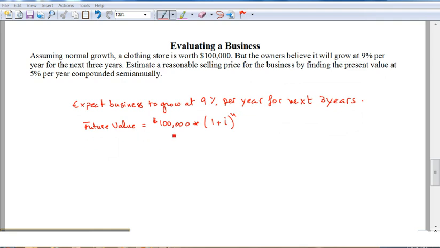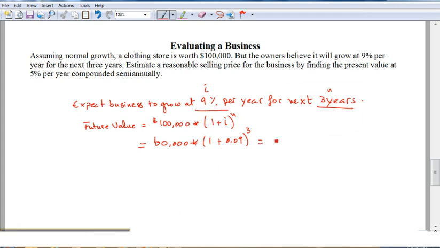So the future value is 100,000 times 1 plus i to the power of n. Because we don't have 9% on the table, I'm using this formula as we learned in the previous lesson. So 100,000, plugging in everything in a calculator, multiplied by 1 plus i, where the interest i is 0.09, and n, the period, is 3 years.